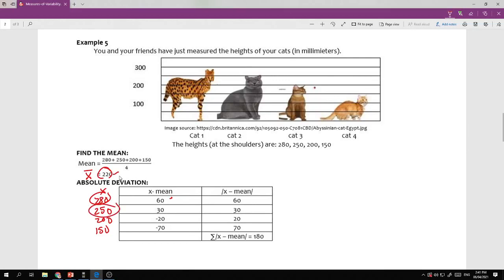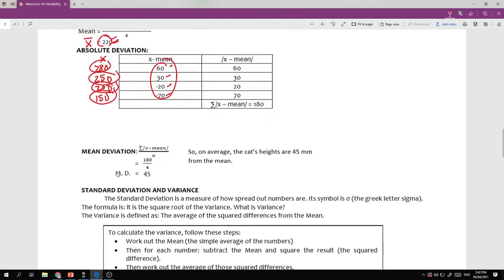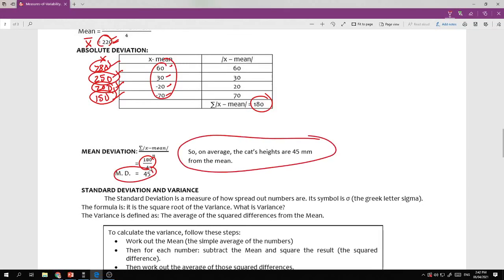280 minus this is 60. 250 minus 220, that's 30. 200 minus 220, negative 20. 150 minus 220, that's negative 70. Then you get its absolute value. That's why all these values become positive. And you add all of them, that is now the summation. So to get the mean deviation, that's so simple. 180 divided by 4. That's 45. So meaning, on average, the cats' heights are 45 millimeters from the mean.